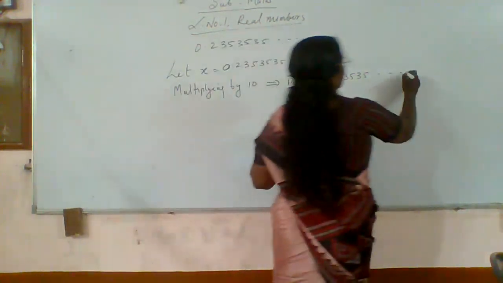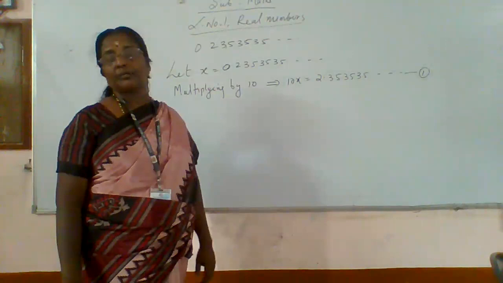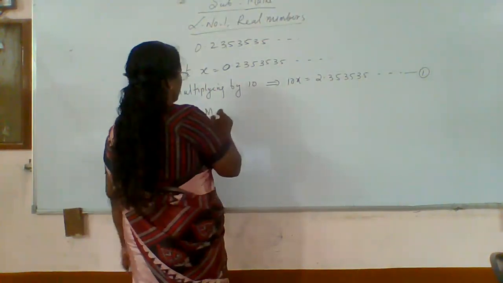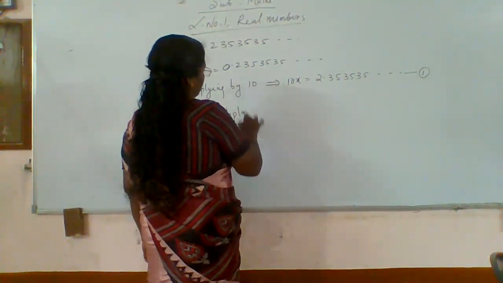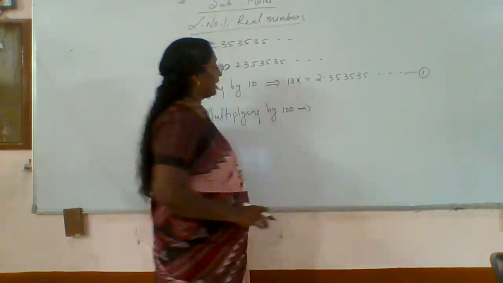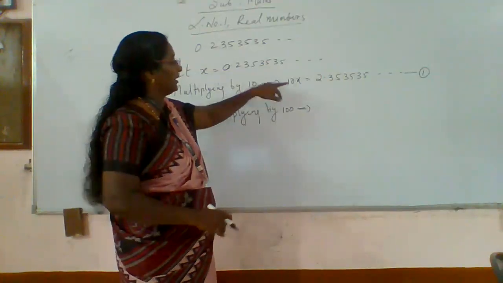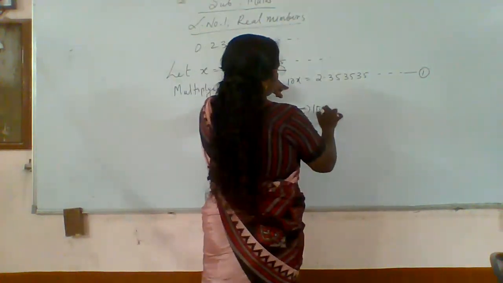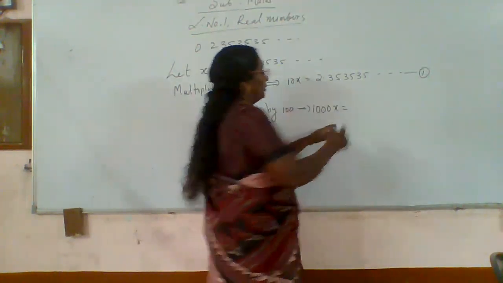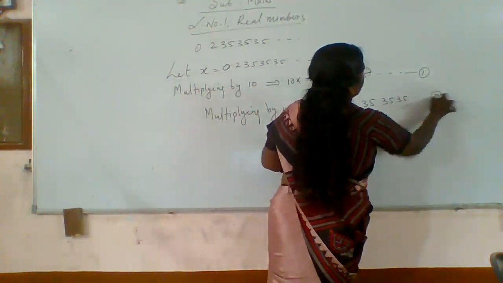Therefore, keep this as equation number 1. Now after the decimal point, how many digits are repeating? Two digits repeating now. So multiplying by 100. Where do you have to multiply by 100? Here in the first equation. So how much will come? 1000x is equal to, multiplying by 100, two places will go ahead, 235.353535. Keep it as equation 2.